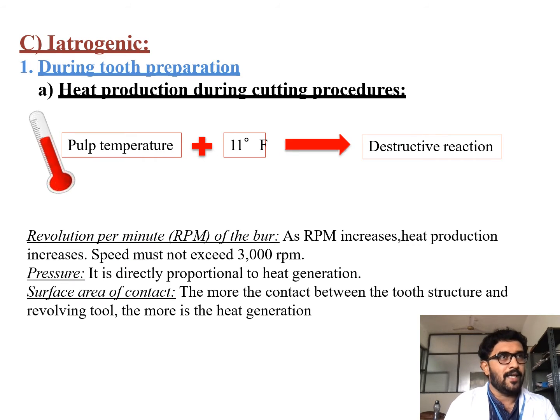I hope you are understanding the things, because if I am fast, tell me to slow down. Otherwise, if it's okay, it's no problem. I'll continue. Okay. Next one is iatrogenic, during tooth preparation. That is iatrogenic. We don't know the cause and reason. During tooth preparation, there is heat production during cutting procedures.